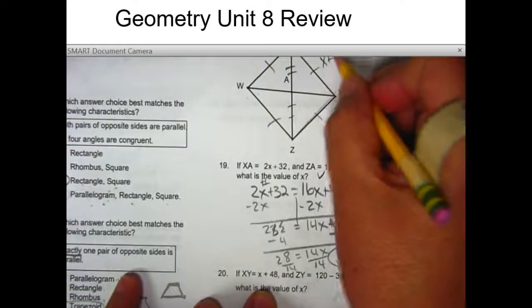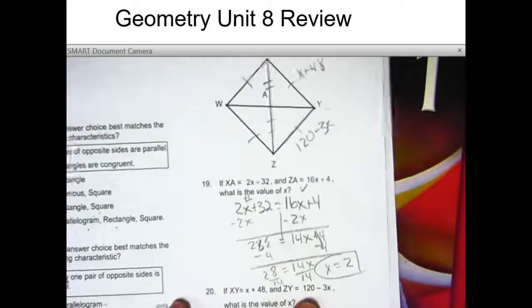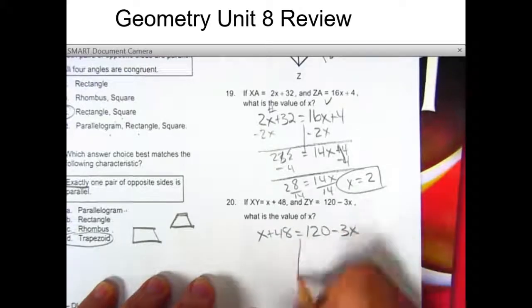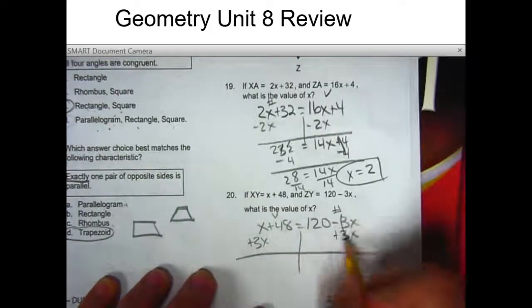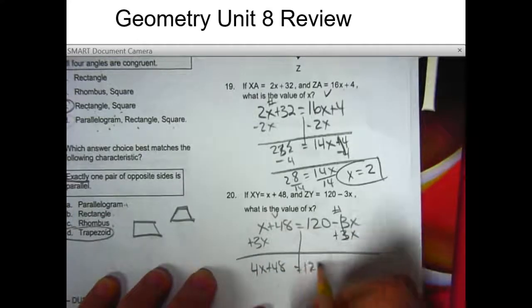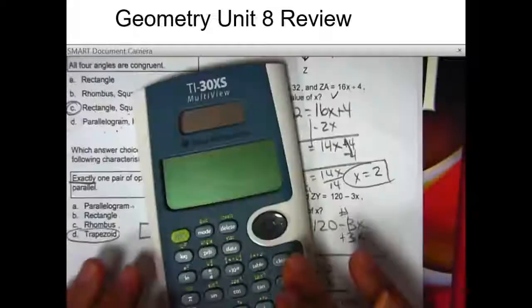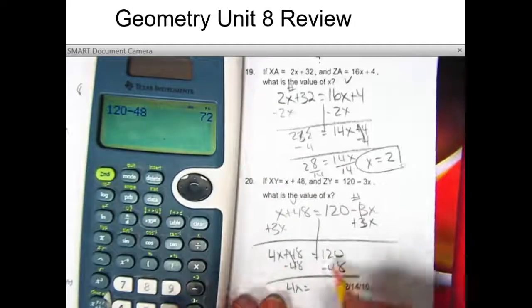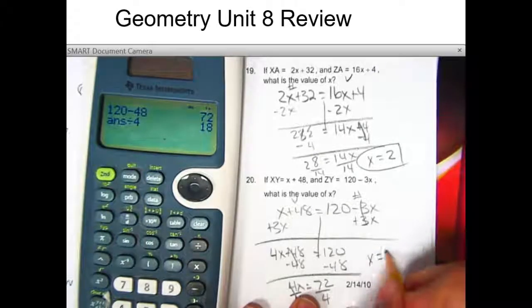Okay? If XY equals x plus 48 and ZY is 120 minus 3x. Well, rhombus, all four sides are the same. So I'm going to make those two equal to each other as well. x plus 48 equals 120 minus 3x. I'm going to have a variable side and a number side. So I'm going to plus 3x. And I get 4x plus 48 equals 120. I'm going to minus 48 from both sides. 4x equals 120 minus 48, which is equal to 72. I'm going to divide by 4. And I'm going to get x equals 18.